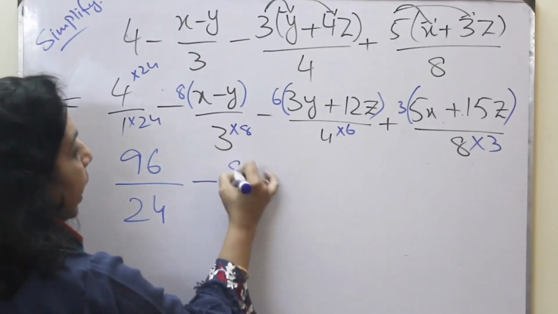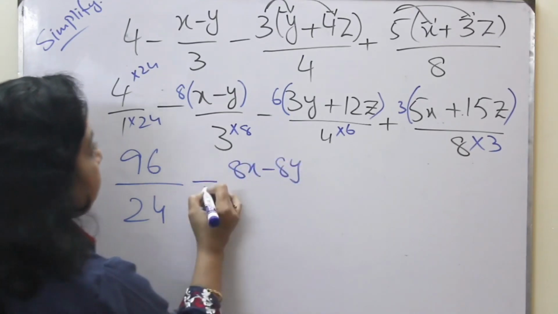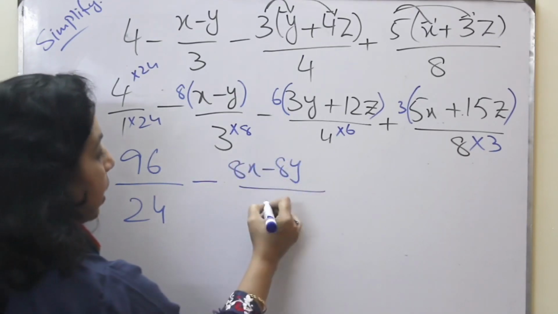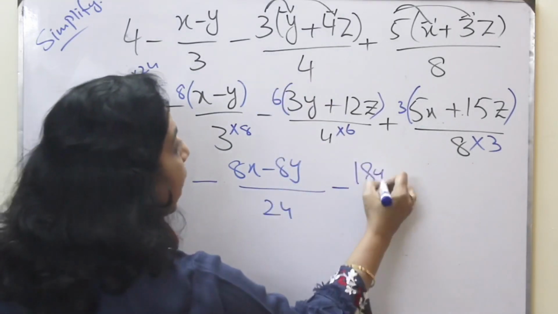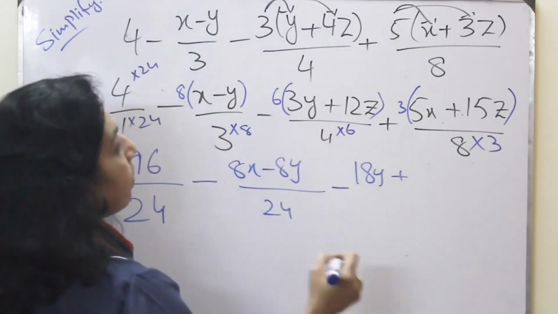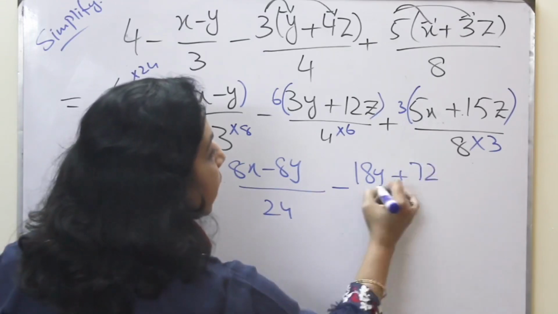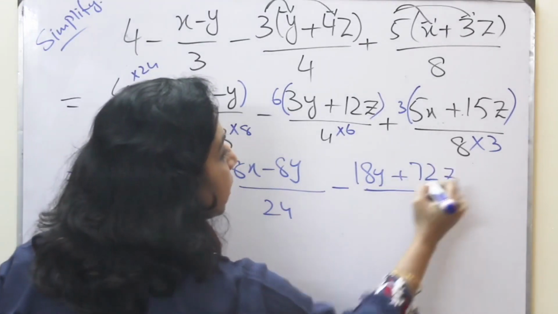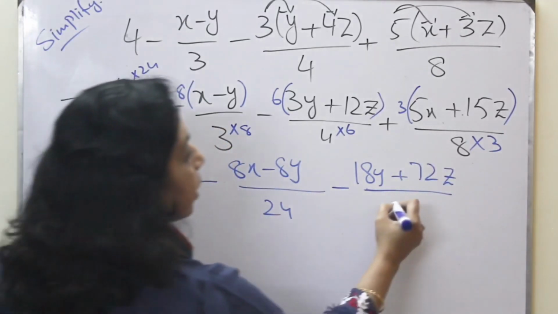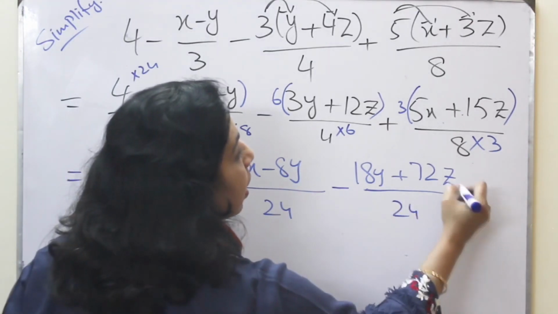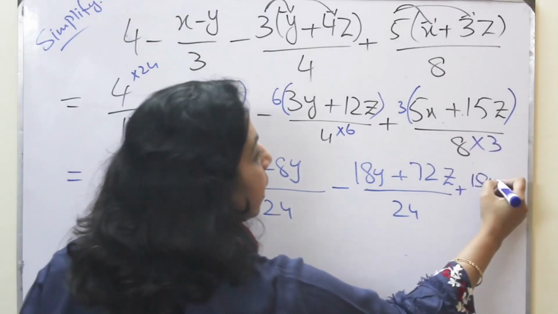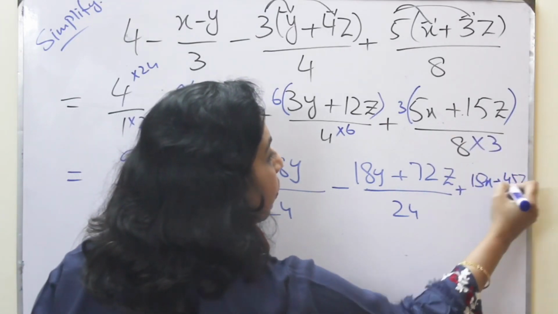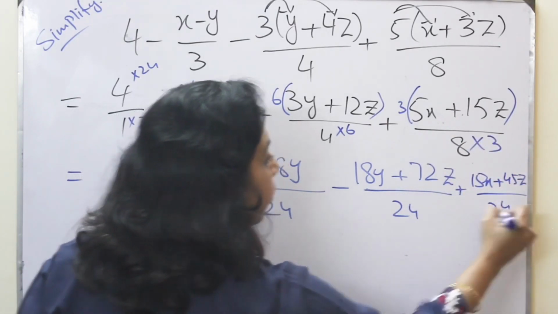This is 8x and 8y. This minus sign, keep it outside. 6 3 times 18y, and 6 12 times 72z, and the last fraction 5 3 times 15x, and 15 3 times 45z over 24.